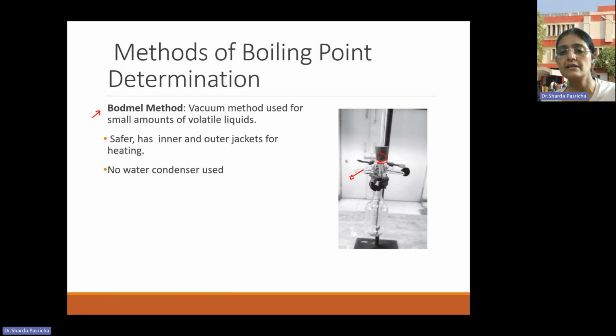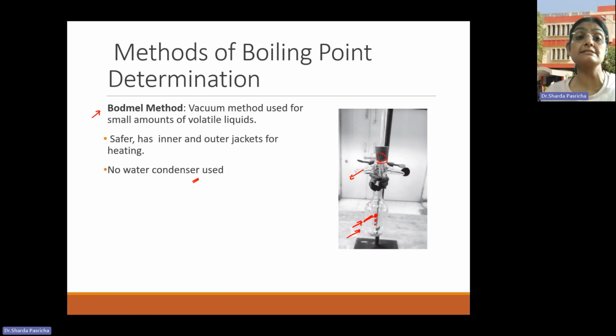There are two jackets: the inner jacket here, where the liquid whose boiling point is to be determined is placed, and an outer jacket here, which is for heating. In between the two jackets, you have an air gap. So when you heat the outer jacket, the air inside gets heated up, and that heated air heats the liquid which is in the inner jacket. There is no water condenser required because there are two different jackets.